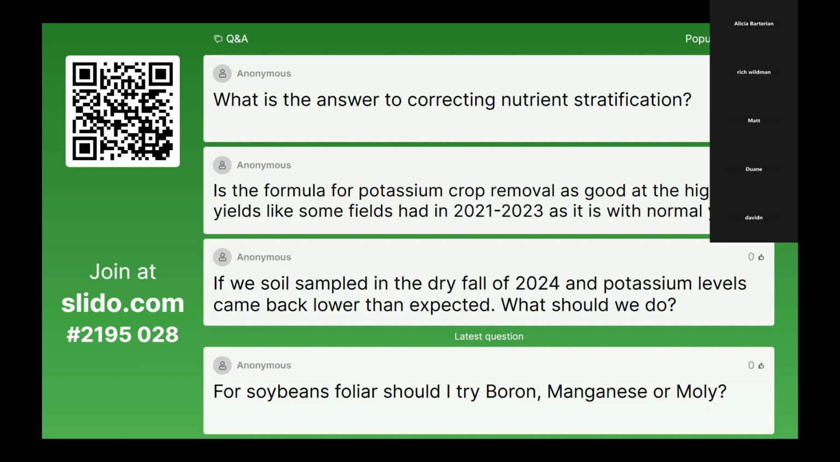All right, next question is, what is the answer to correcting nutrient stratification? I've got my opinion. Moldboard plow, there you go. There are some pretty hardcore no-tillers that are going into doing some sort of deep tillage practice every so many years, just to kind of break things up and try and mix that profile up a little bit. I don't doubt it. Is anybody here still got a moldboard plow that works? So that's probably not an answer.